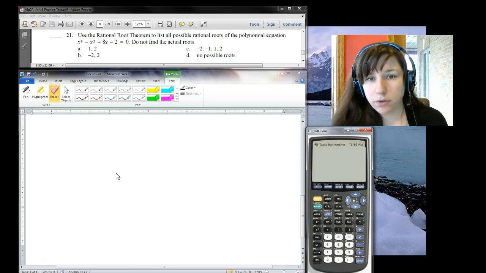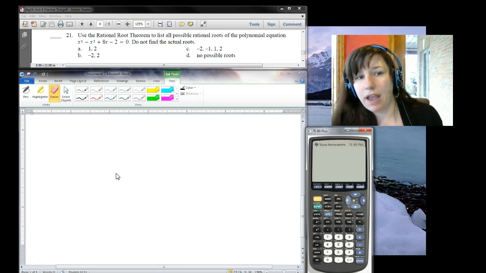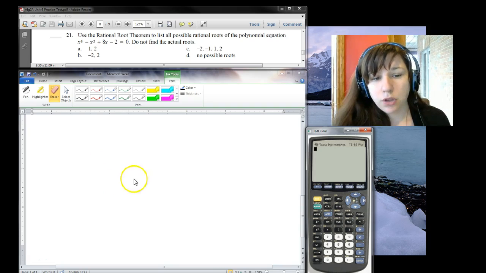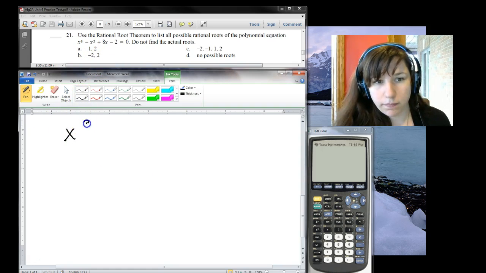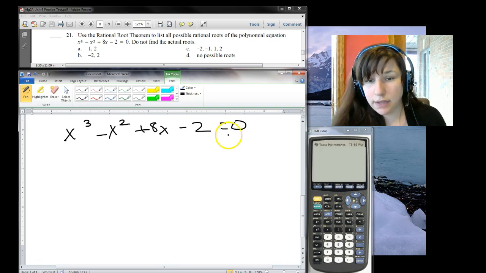So number 21 wants you to find all of the possible rational roots. So it doesn't actually want you to find what x is, but just tell them what the options are. So how the rational root theorem works is that you take your polynomial, and what we've been doing is testing different numbers using synthetic division.